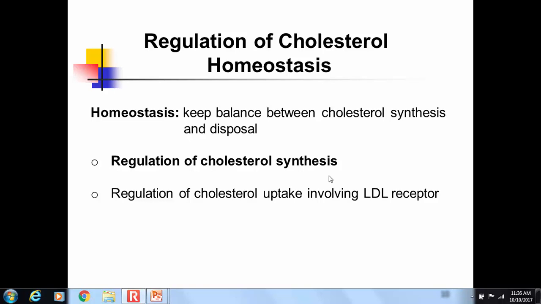So the regulation is actually at two different levels. First is the synthesis. If we can control the synthesis rate, we can also control the levels of cholesterol in our body, right? And the other side is the regulation of cholesterol uptake, where you can also control the levels of cholesterol, particularly in the circulation. So let's talk about the synthesis of cholesterol.